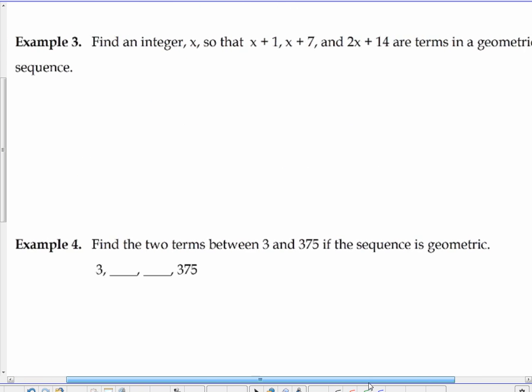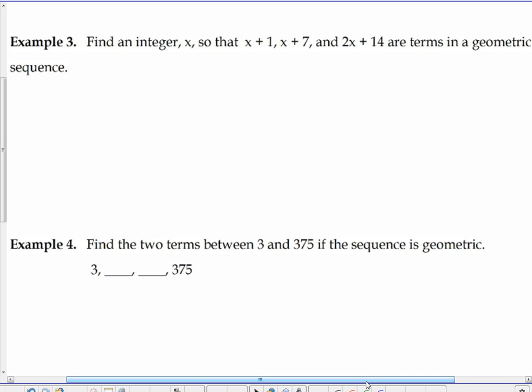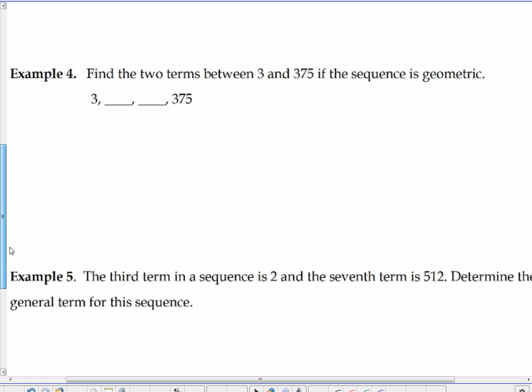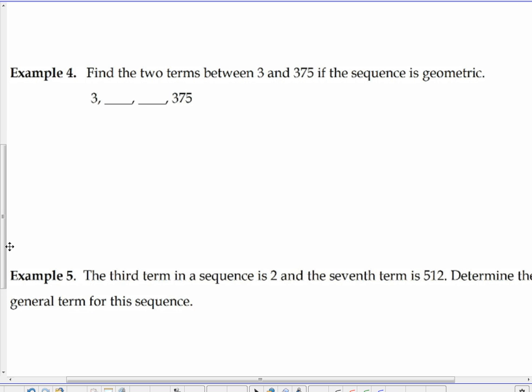This one. I hate this question. We'll do this one last. Okay, this guy. Find the two terms between 3 and 375 if the sequence is geometric. So what do we know? First term is 3. The last term, but what term number is that? So term 4 is 375, and we're looking for the common ratio. If we know the common ratio, we can figure out the rest.